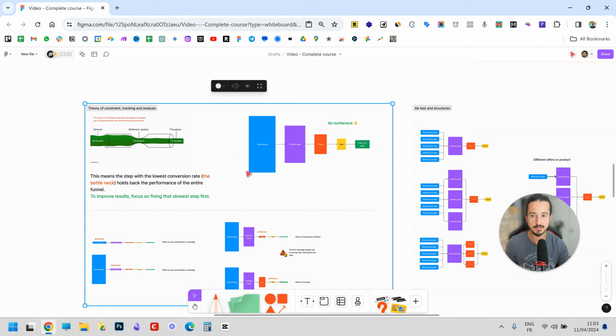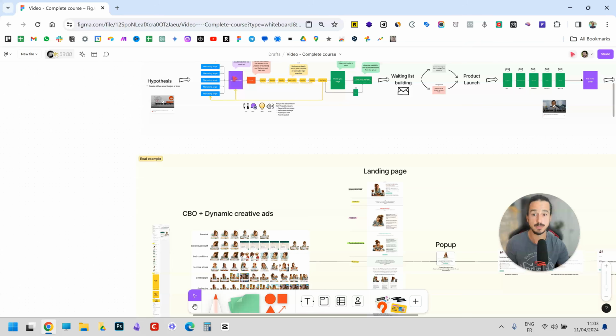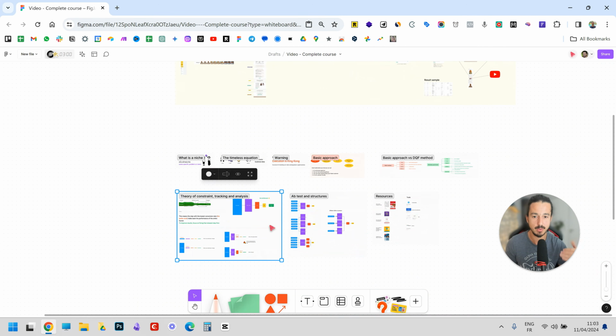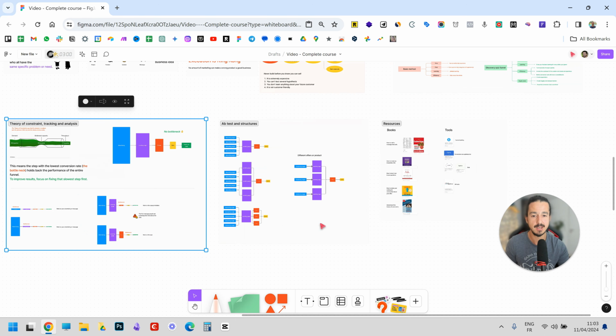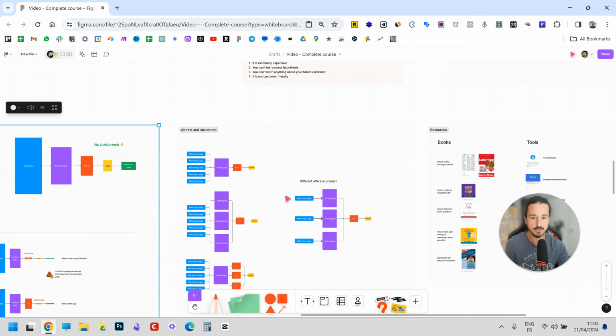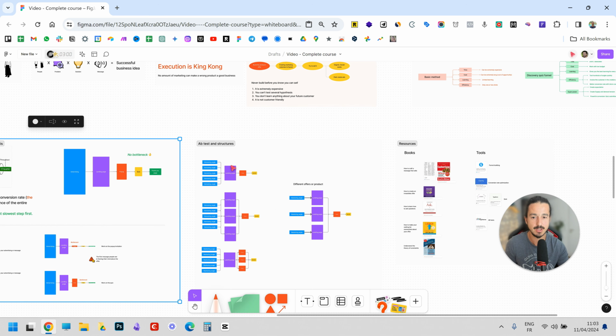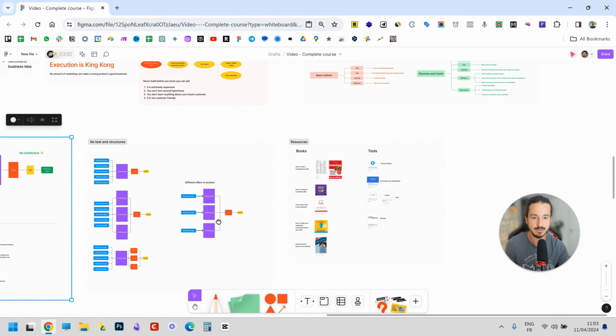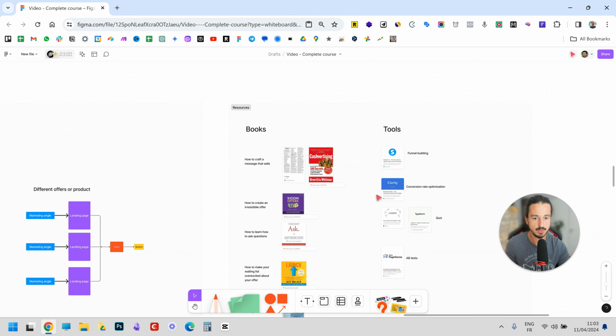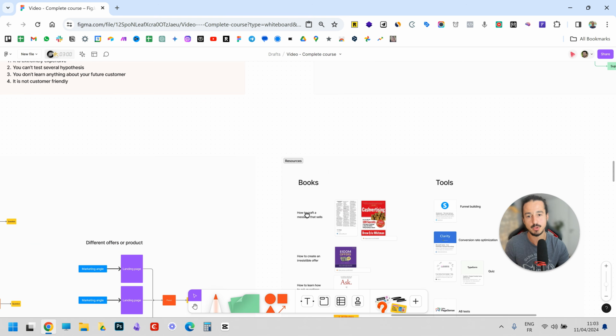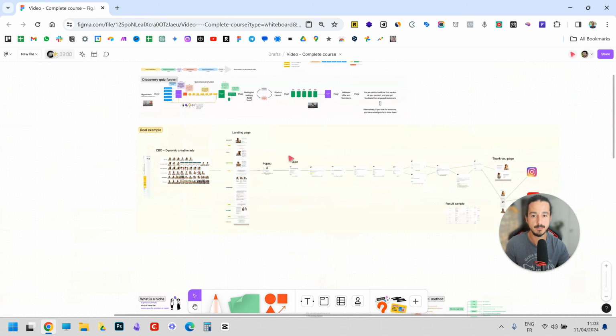Then I'm going to talk to you about the theory of constraints, which is a book that explains a factory production method that we can apply to understand if this part here, the first part, works or not, and how can we make it work fast. I also want to show you the different structure you can use because it's not always easy to have one specific offer and you want to test out different things. And finally, I'm going to show you the different tools and books that can help you to build exactly this framework.